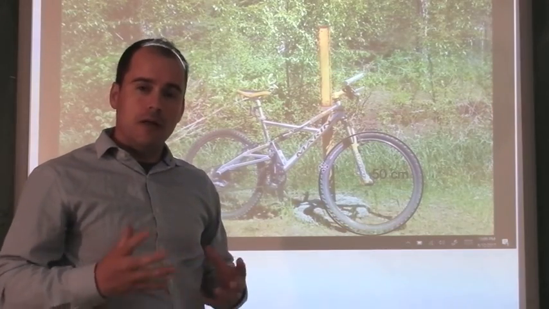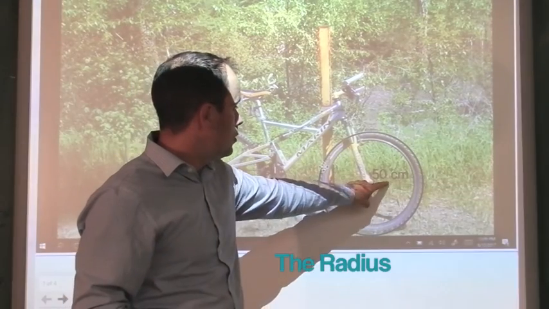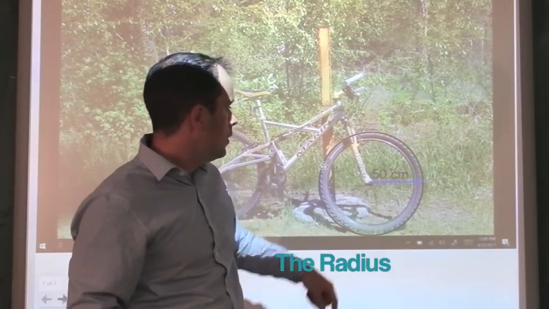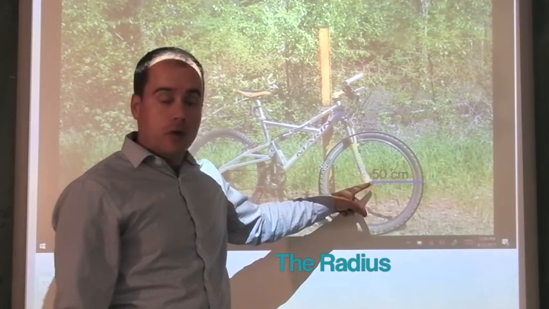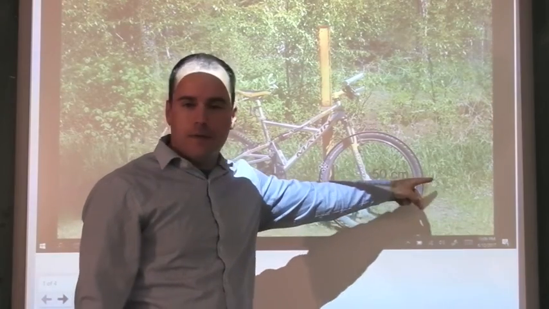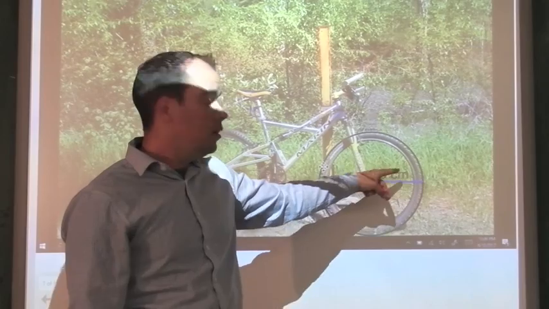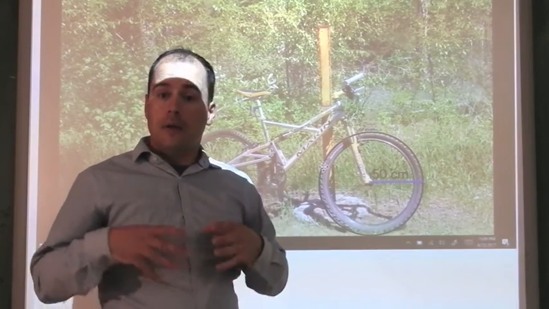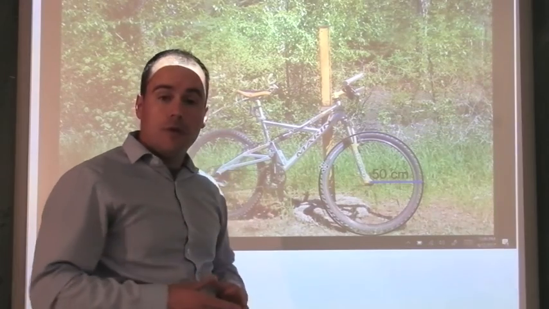To do that though, we need to know a little bit more. One thing we need to know is the radius. The radius happens to be from the middle of this wheel, or the circle, to the outside. So one of those spokes kind of is the radius. And in this case, the radius is 50 centimeters from the middle to the outside. Now that we know that, we can actually start to solve for how far this bike has traveled.